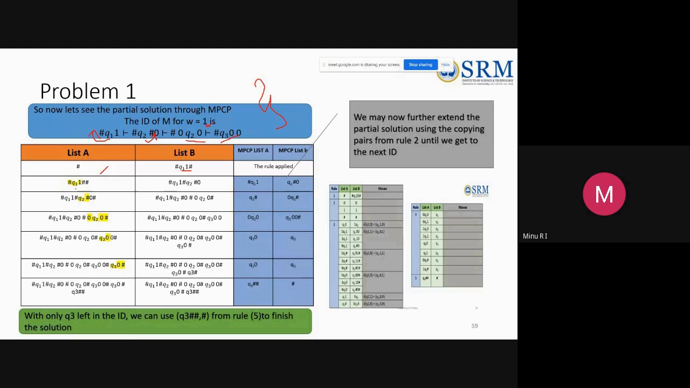Available list B for Q11 hash Q1. For hash Q1, you can see here I have this combination. What combination do I have? For hash Q1 1, I have Q2 hash 0. Wait, Q2 1 0. It should be Q2 1 0. Q1 hash 1, Q2 1 0.